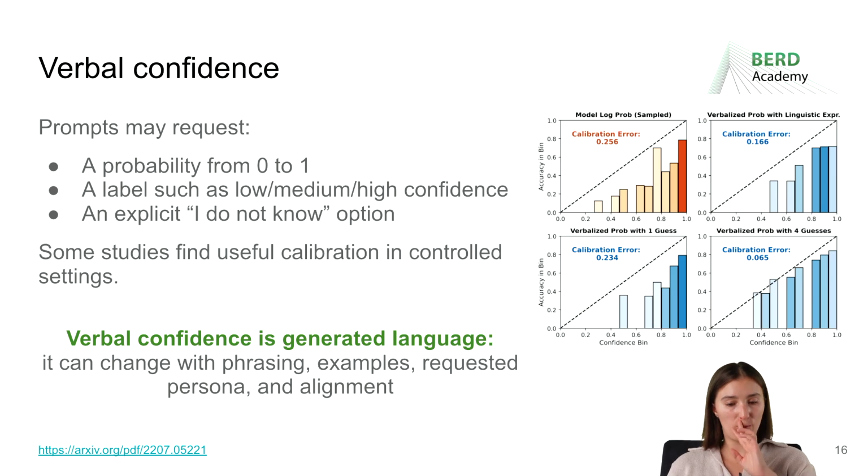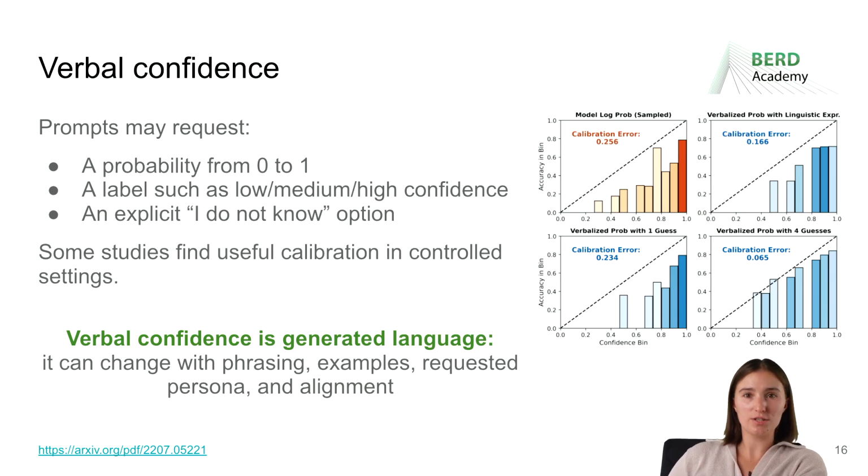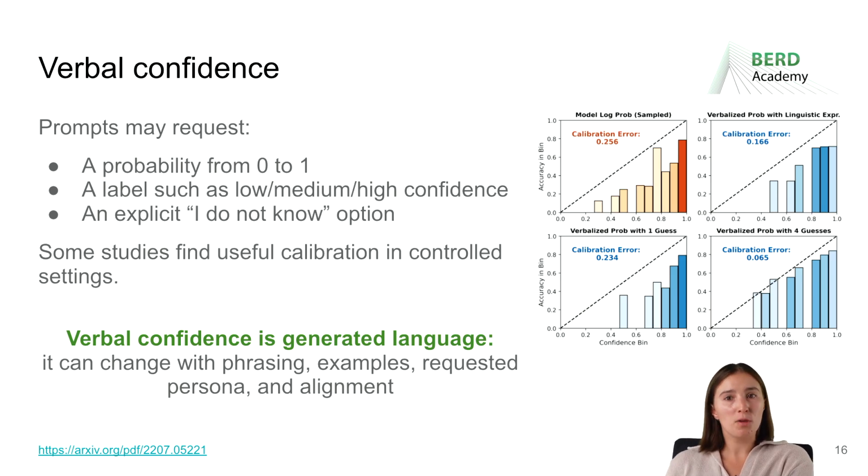Then we have verbal confidence. So you can literally just ask your favorite LLM, give me a probability between 0 and 1 that this answer is true. Or you can just ask for low, medium, high confidence and add an explicit I do not know option. And interestingly enough, some studies find useful calibration in controlled settings, which means they repeated certain experiments. So it does not necessarily mean that this also holds for all applications that you have in mind.